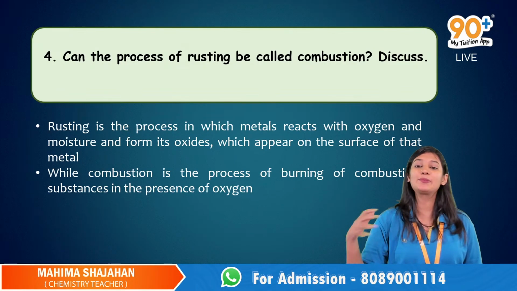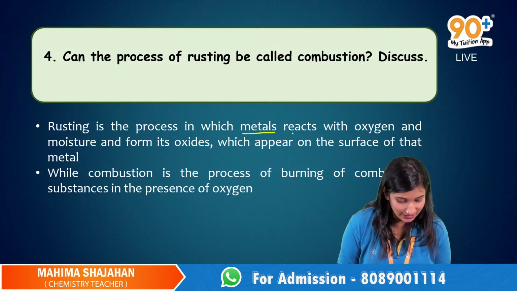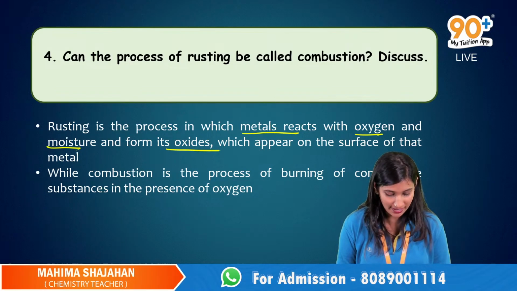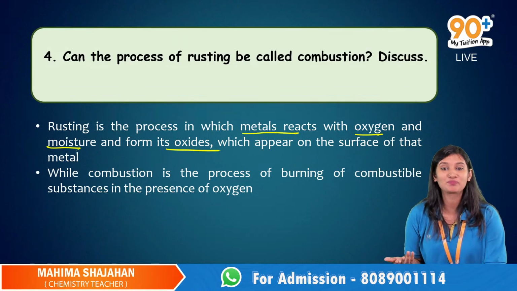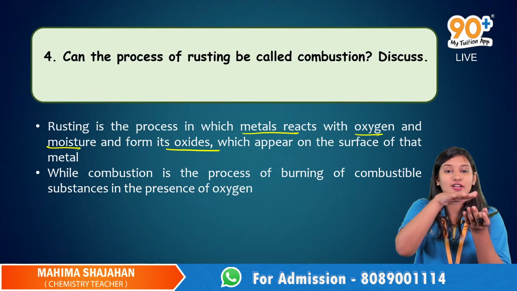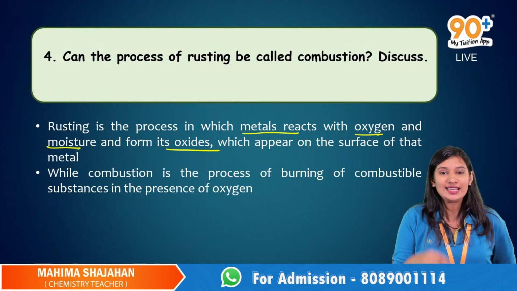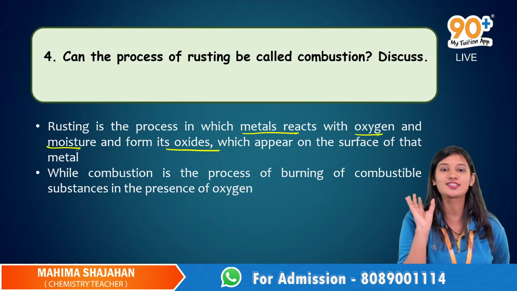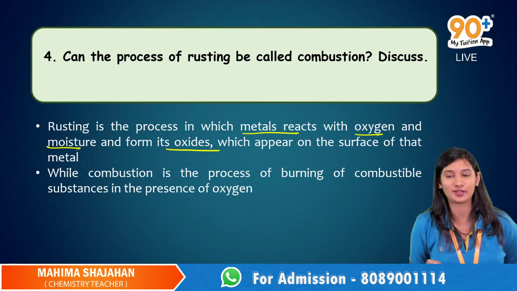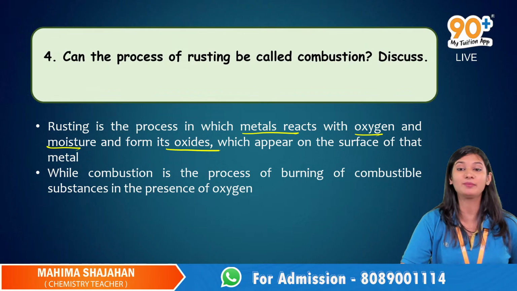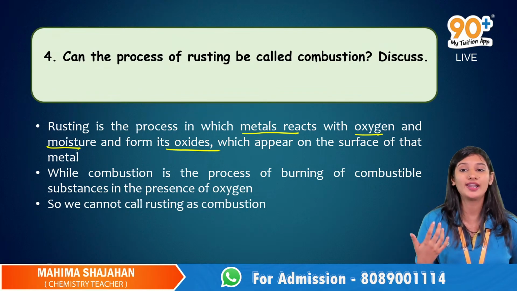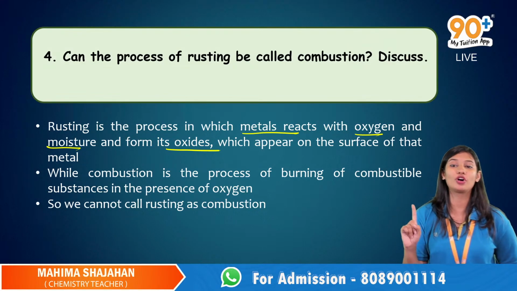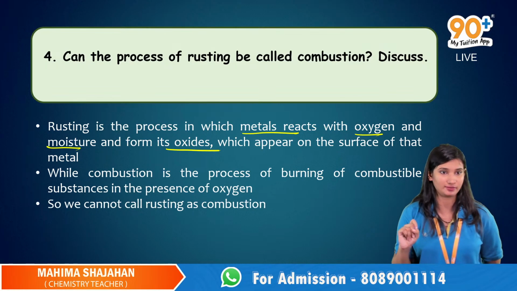Rusting is a process in which a metal reacts with oxygen and moisture to form its oxide. This oxide stays on the metal surface like a coating. You have seen old iron gates getting rusty, that is rusting. While combustion is the process of burning a combustible substance in the presence of oxygen. So we cannot call rusting combustion.